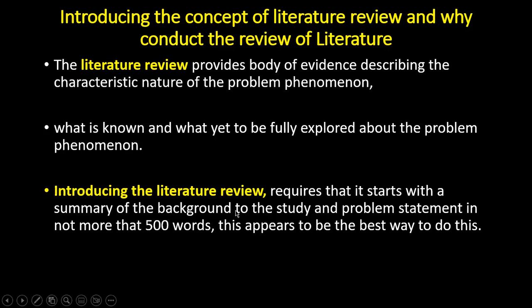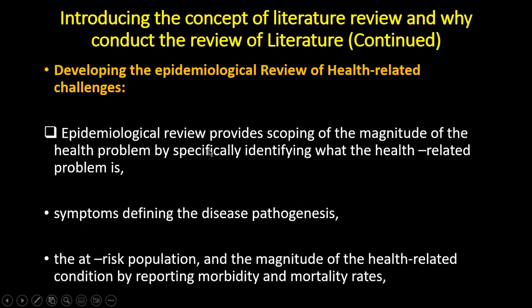And in fact, the background to the study and problem statement usually is found in the first chapter. But remember what I told you, that the first chapter is written after the review is established. The literature review is established, and then you begin to construct chapter one of your research introduction. Now, this particular introduction to the literature review will be suspended at this moment until chapter one is completed. Then you harness and harvest the information from the background to the study and problem statement to complete the literature review. So we start off with developing the epidemiological review of health-related challenges.